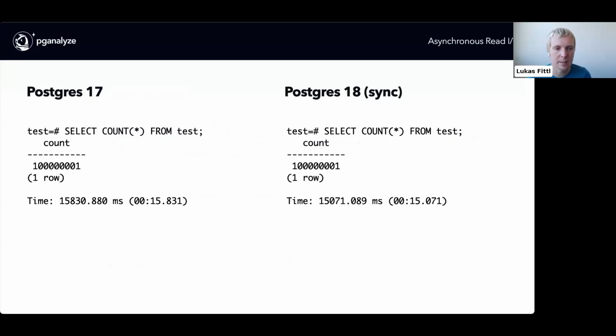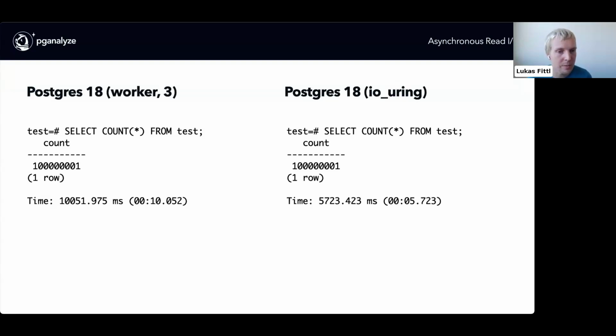And so we tested how long it takes to just get the data from this table if you're just counting how many rows there are. Pretty simple test. On Postgres 17, that took 15 seconds. On Postgres 18 with the sync method, it also took 15 seconds. There's slight variation in there, but I think it's within the margin of error.